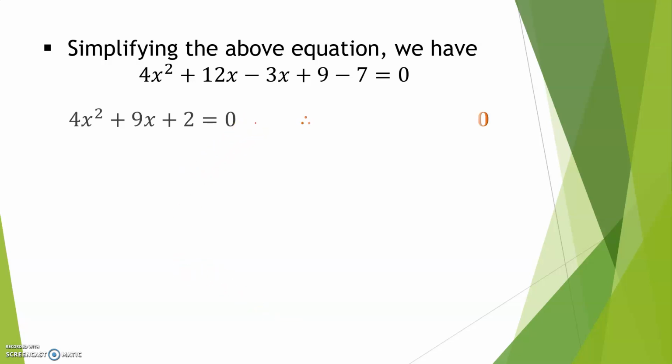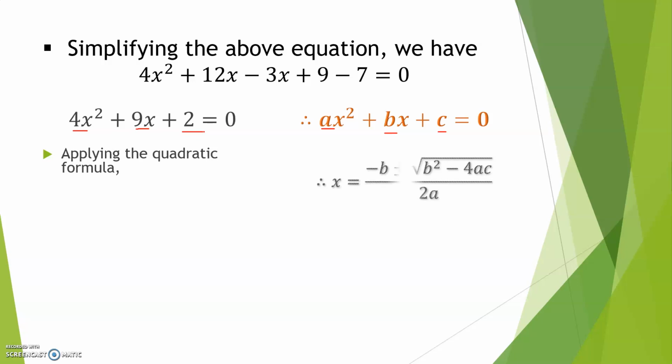Now we will compare this equation with the general form of quadratic equation, that is ax square plus bx plus c is equal to 0. Here students, after comparison we will get a is equal to 4, b is equal to 9 and c is equal to 2. Now by using quadratic formula, that is x is equal to minus b plus minus square root of b square minus 4ac over 2a.